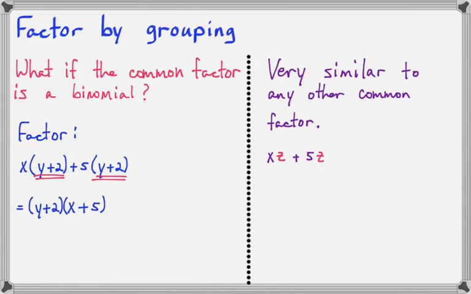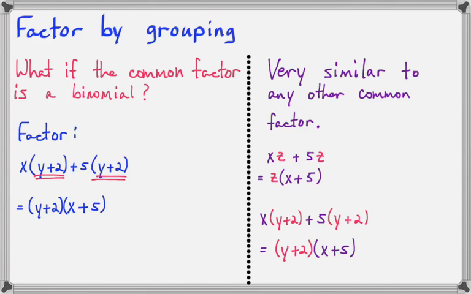So let's take the same problem, but instead of x times (y plus 2), we'll say x times z plus 5 times z. So all I've done is replace the y plus 2 with a z. So you would have no trouble factoring out the z here, and it would leave x plus 5 in parentheses. Well, we've done the same thing over here with y plus 2. So just to remind you, it looked like this, x times (y plus 2) plus 5 times (y plus 2). If you factor out the y plus 2, it leaves the x plus 5 in the other pair of parentheses.